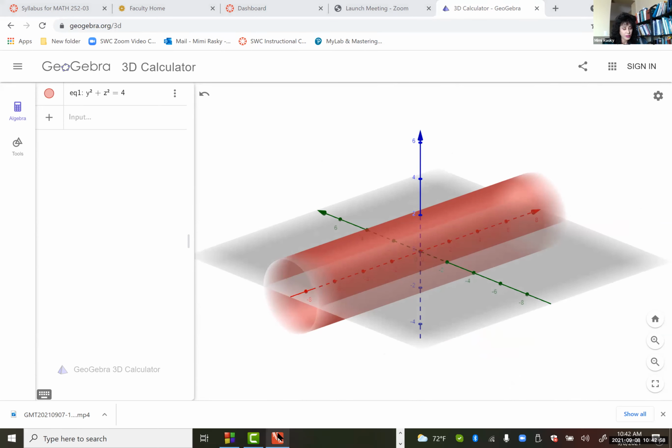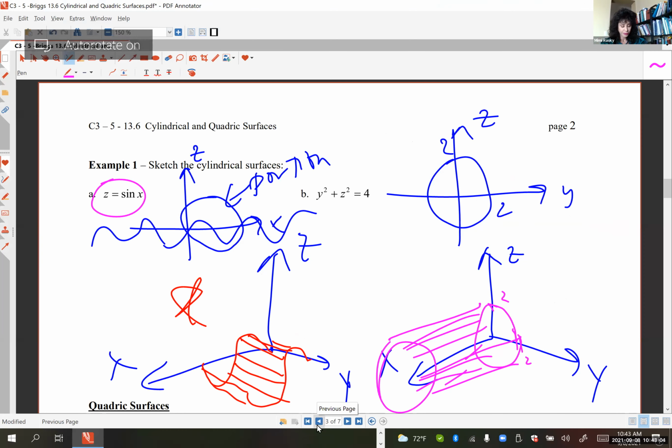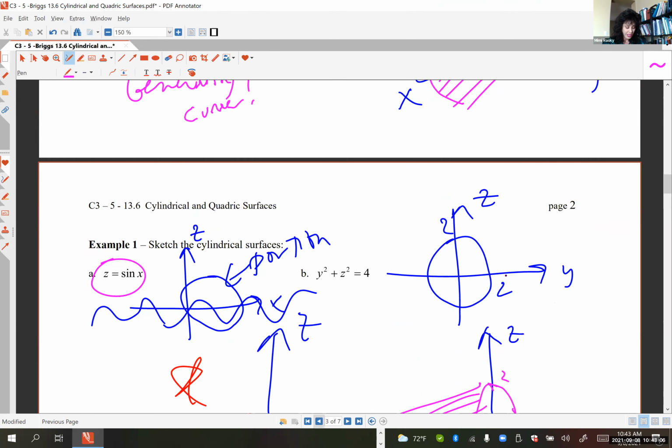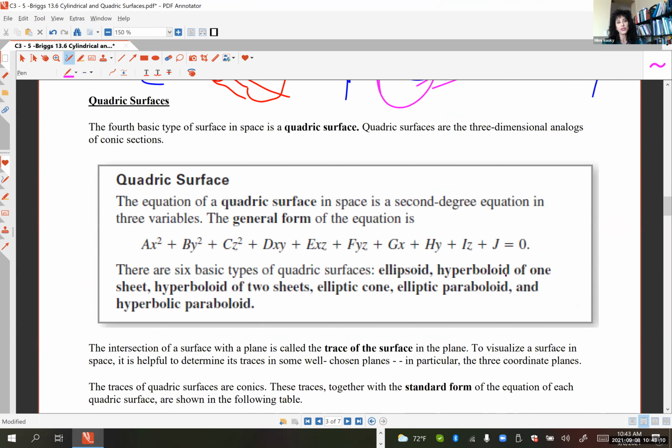Congratulations. I think that we covered cylindrical surfaces in enough detail now for you to be on your own. Let's do a different kind of surface now. Let's do quadric surfaces. So there's another kind of surface. By the way, these surfaces that we're studying right now, there's millions, infinity kind of surfaces. We're just studying some classic ones with their classic equations, okay?